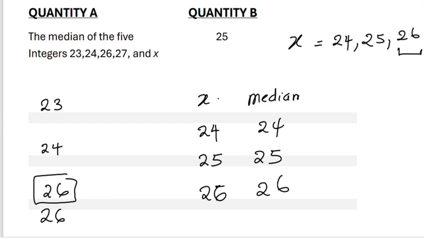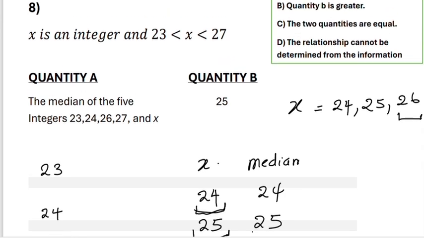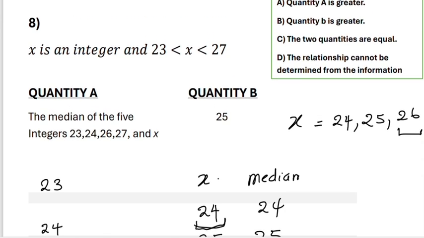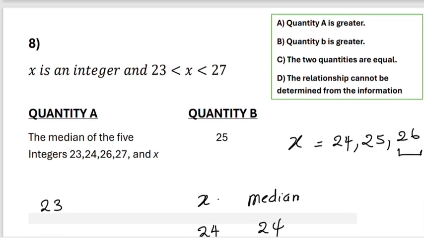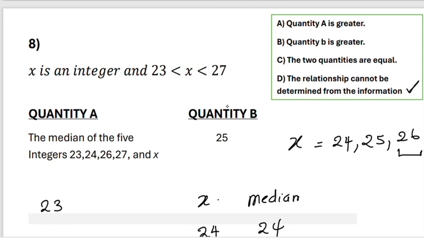So clearly, at some point, if x is 24, that means quantity B is greater. If x is 25, that means quantity B is the same as the median. And if x is 26, quantity B is less than the median. So clearly, we cannot definitely determine the relationship between these two quantities with the information given. So the answer to this is simply D.